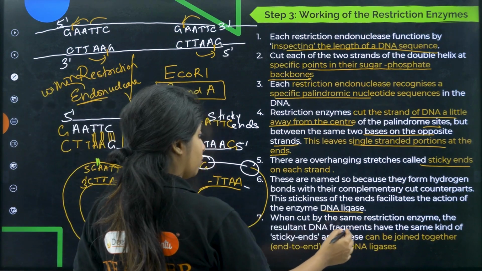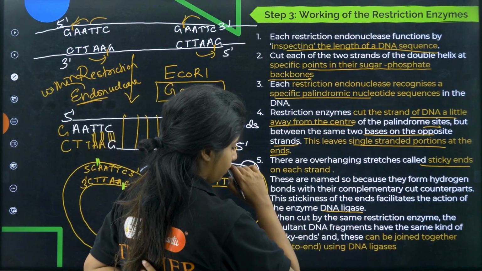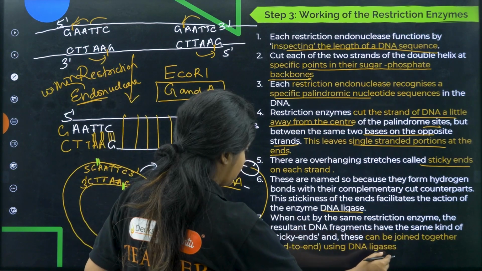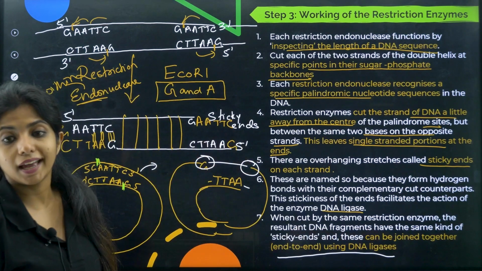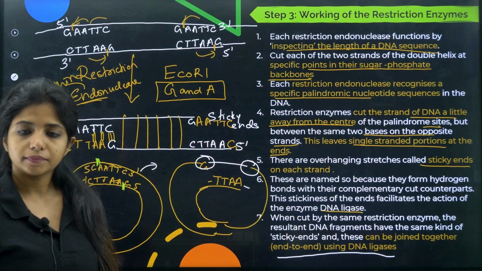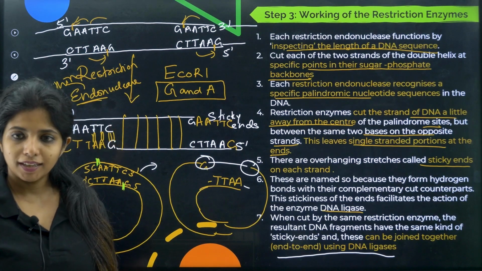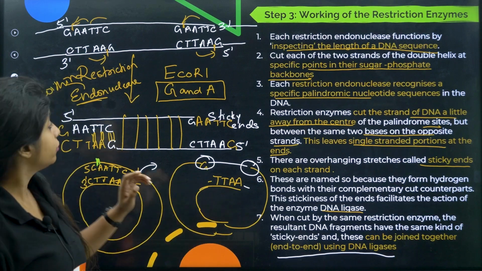When cut by the same restriction enzyme, the resultant DNA fragments have the same kind of sticky ends, and these can be joined together end to end by using DNA ligase. That is exactly what is explained over here as well. Nothing else. So that is the working of restriction enzyme.